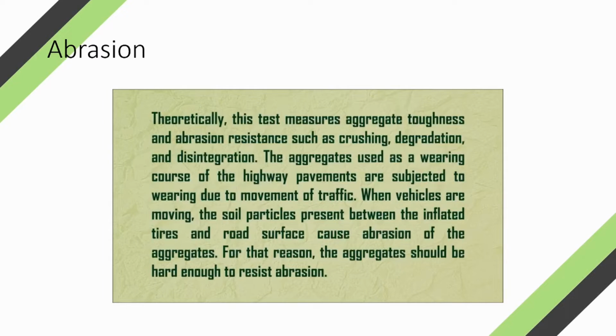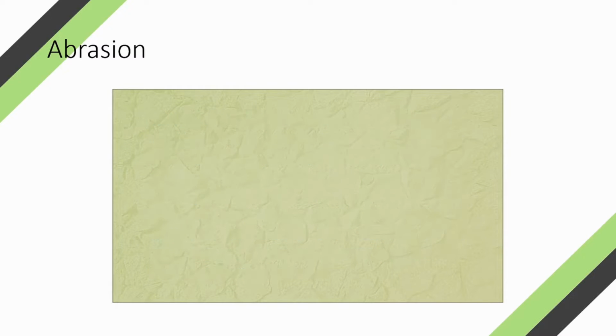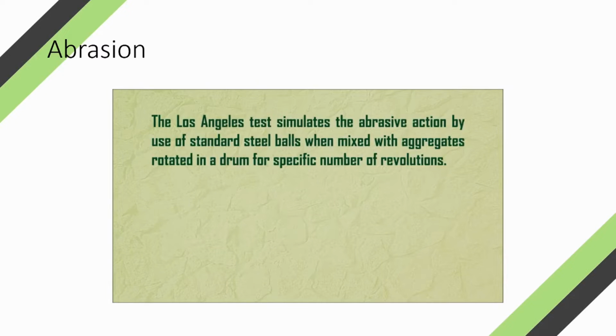Theoretically, this test measures aggregate toughness and abrasion resistance such as crushing, degradation, and disintegration. The aggregates used as a wearing course of the highway pavements are subjected to wearing due to movement of traffic. When vehicles are moving, the soil particles present between the inflated tires and road surface cause abrasion of the aggregates. For that reason, the aggregates should be hard enough to resist abrasion. The Los Angeles test simulates the abrasive action by use of standard steel balls when mixed with aggregates rotated in a drum for a specific number of revolutions.